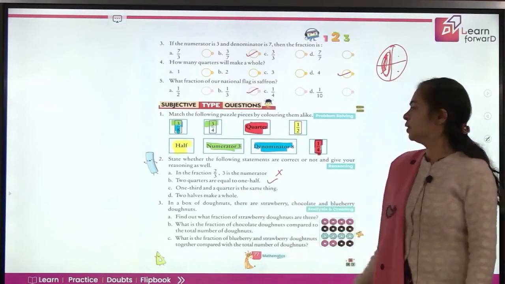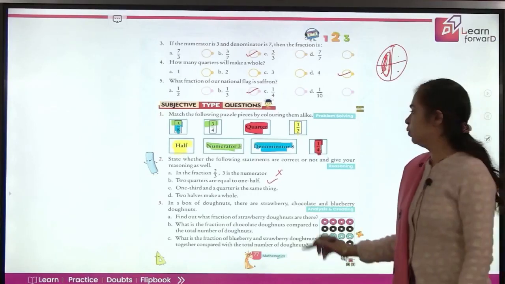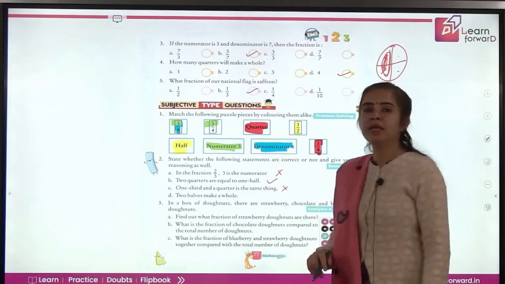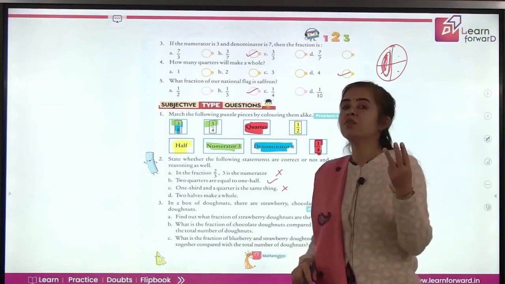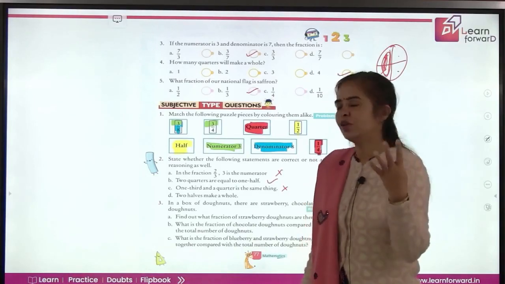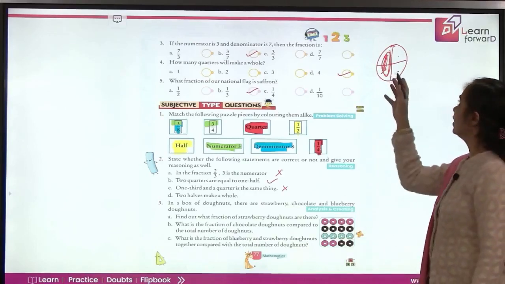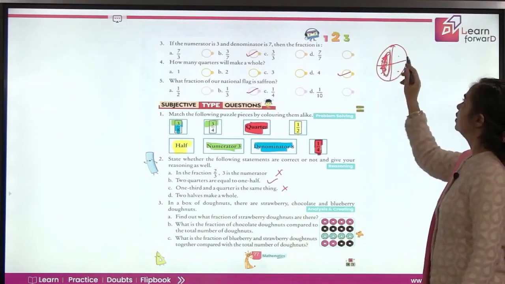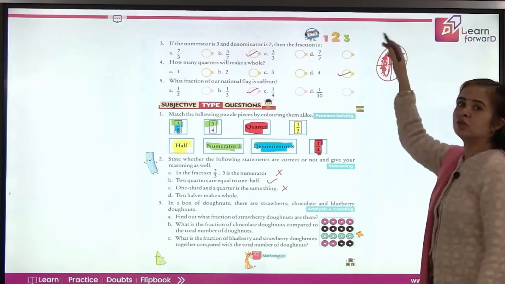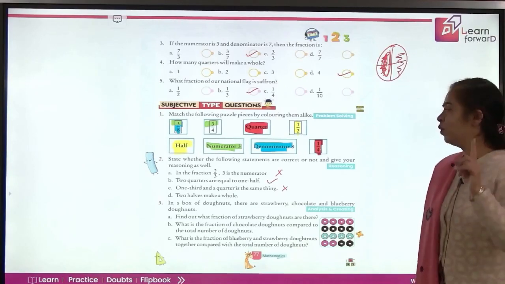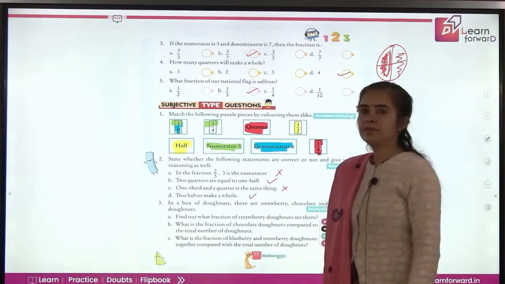1/3 and a quarter is the same thing? No, it is not. In 1/3 we are making 3 equal parts. In quarter we are making 4 equal parts. 2 halves make a whole. Let's look at this again. This is 1/2. This is another half. So 2 halves together make a whole. That is correct. Next question.